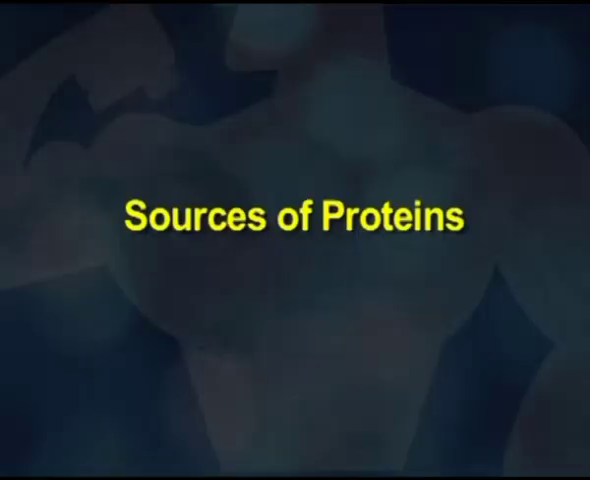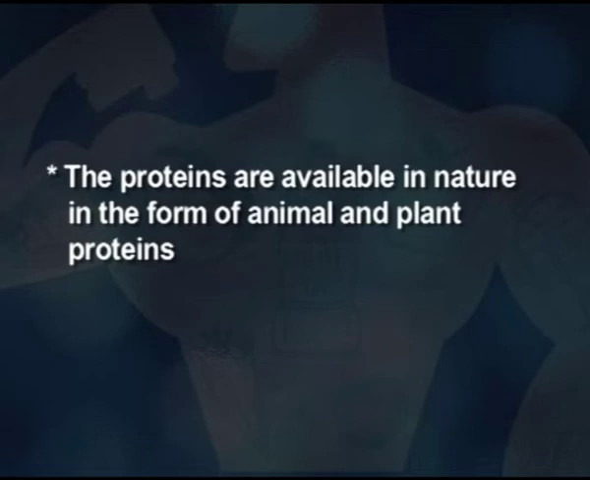And 1 gram of protein yields 4 kilocalories of energy, same as carbohydrate. So this utilization of protein aids in the loss of muscle, weakens the body, and also retards growth and development. So if we look at the sources of proteins, the proteins are available in nature in the form of animals and plants.